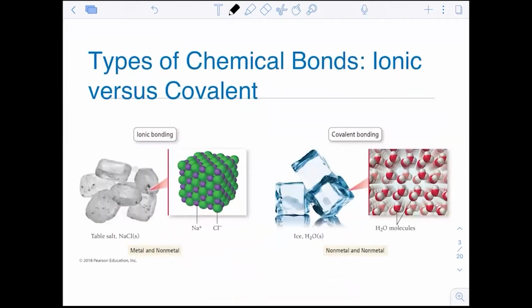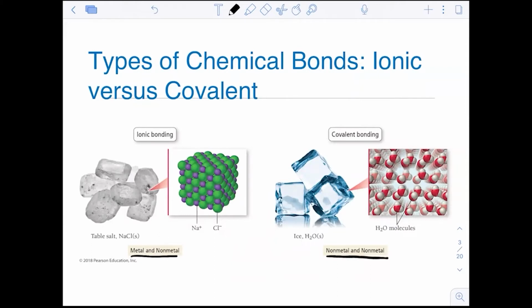I want to start here with the two main types of chemical bonds, ionic versus covalent. There are a couple of new ideas out there that talk about metallic bonds. We won't be talking about metallic bonds in this class. It's a very interesting new way of thinking about how metals bond with other metals, but we're going to fixate on the two main types that are prevalent in most general chemistry textbooks: ionic bonds and covalent bonds. An ionic bond is going to be between a metal and a nonmetal. A covalent bond will be between two nonmetals.